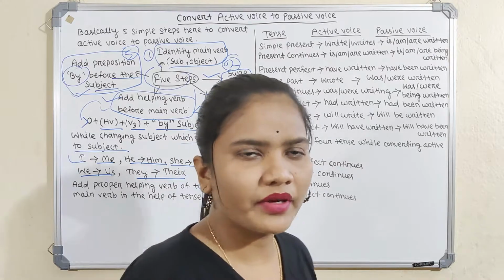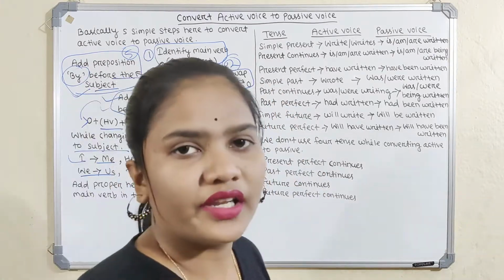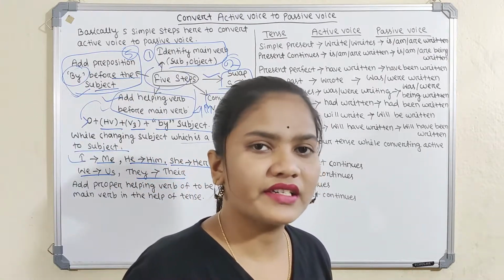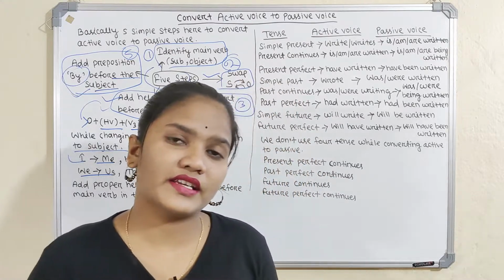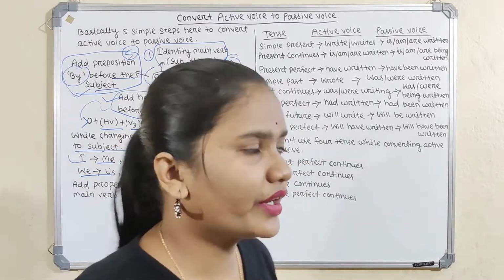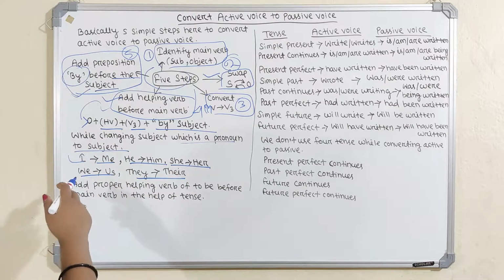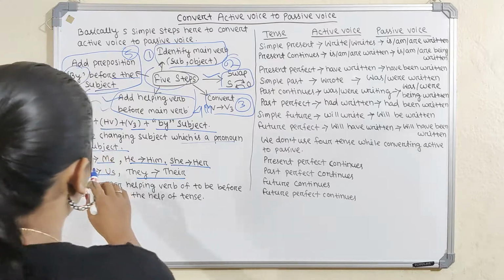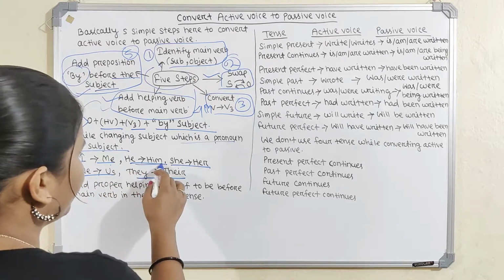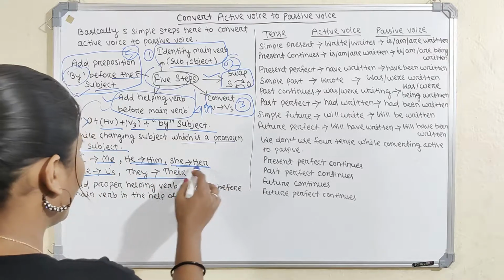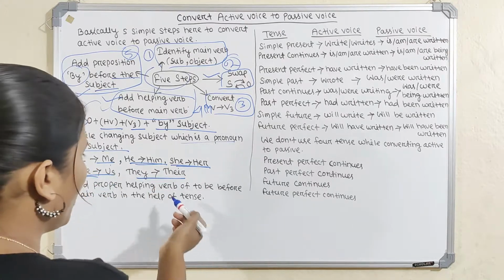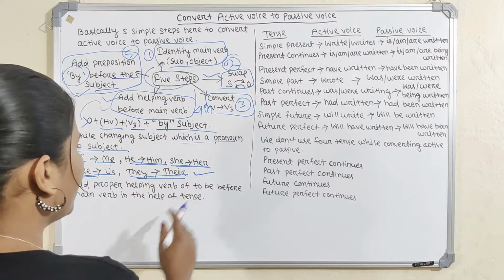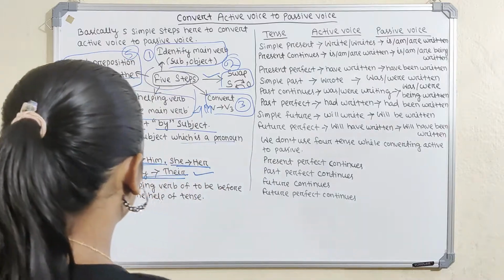So we have to remember this carefully, then we will try to convert. How it will be changed, then we can easily learn that. So we have to remember it. First of all, if we change the pronoun to the object, then I is converted into me, he is converted into him, she is converted into her, we is converted into us, and they is converted into them. This is very important, so we have to remember it.